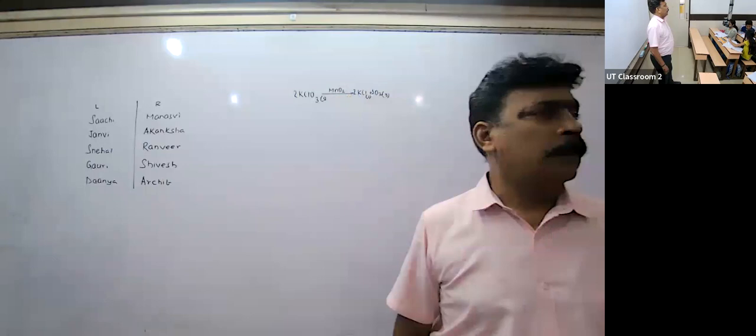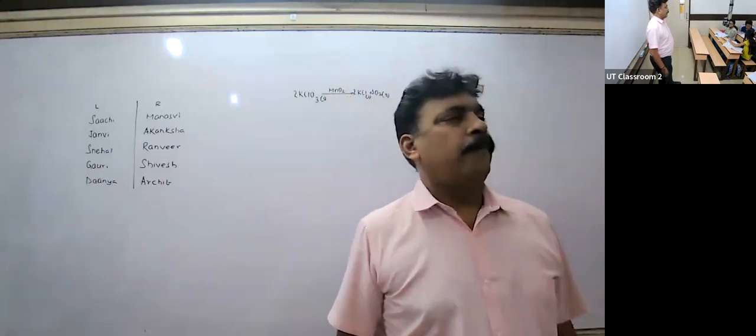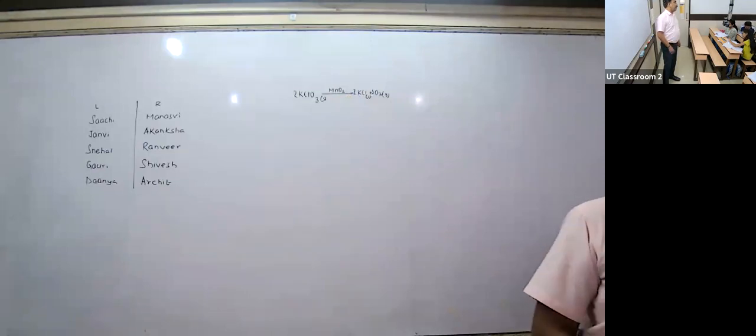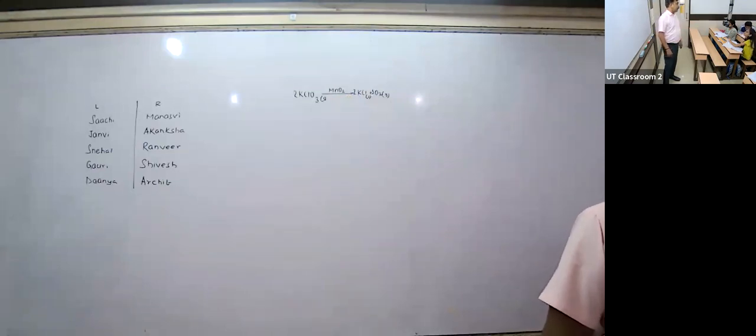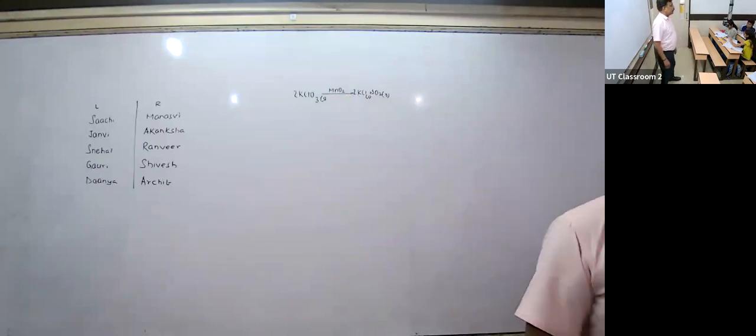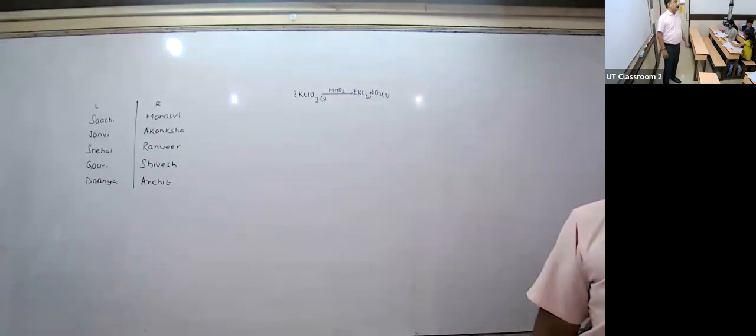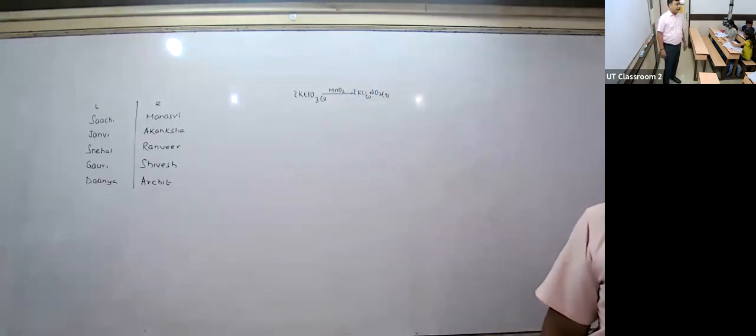Next one: 4NH3 plus 5O2, in the presence of platinum catalyst at 800 degrees Celsius, gives 4NO plus 6H2O. What is the pressure in it? Only degrees Celsius is given. Platinum is given as a catalyst.